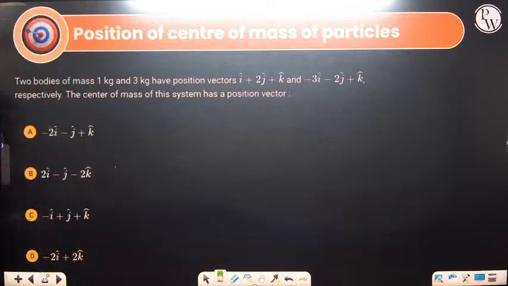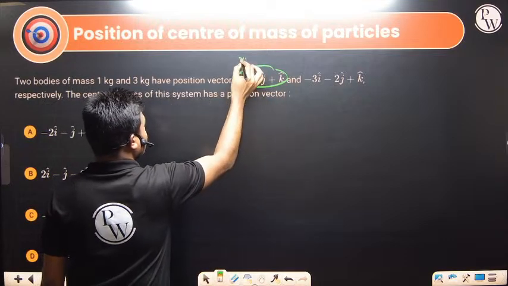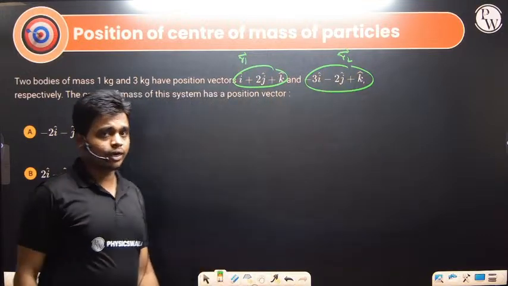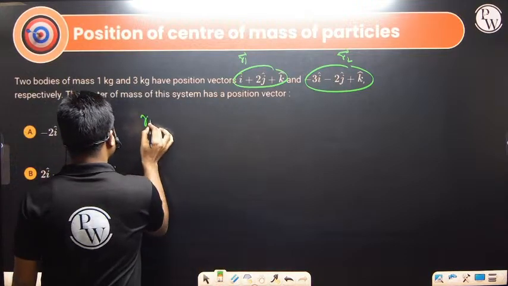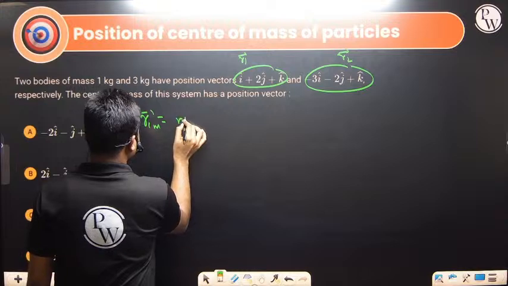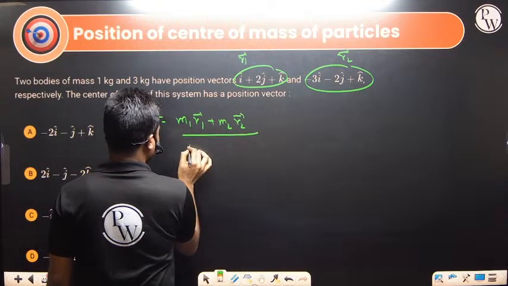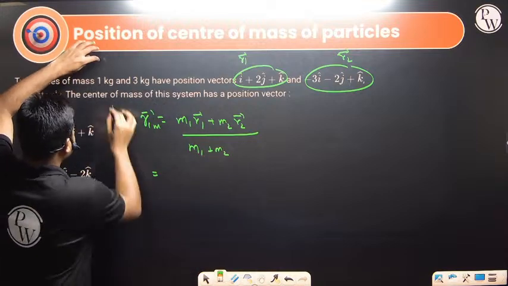Second, we have two bodies of mass 1 kg and 3 kg with the position vectors R1 and R2 mentioned over here. What they are asking is the center of mass of the system as a position vector. What is the formula? RCM equals (M1 R1 plus M2 R2) divided by (M1 plus M2). Only two masses are there. Putting the values, M1 is the first mass, having 1 kg.